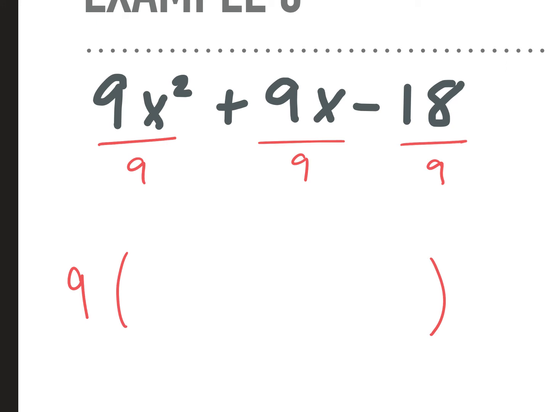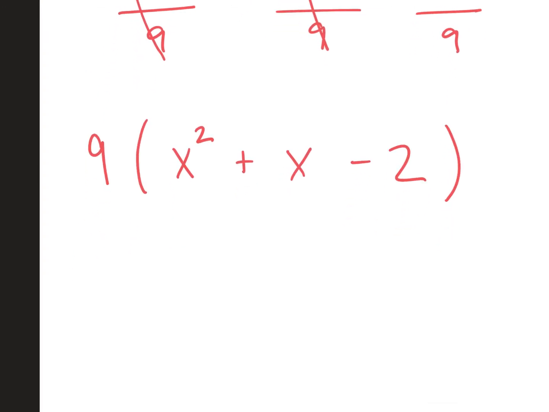So what's 9x squared divided by 9? X squared. Just x squared. So the 9's just cancel, so you're just left with x squared. What's 9x divided by 9? X. So this would be plus x. Then what's negative 18 divided by 9? Negative 2. And that's it. Not yet.